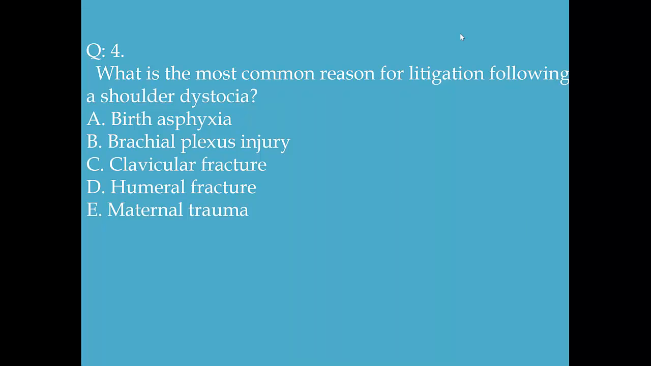Question 4. What is the most common reason for litigation following a shoulder dystocia? Birth asphyxia, brachial plexus injury, clavicular fracture, humeral fracture, maternal trauma. Brachial plexus injury. Yes, this is the most common reason for litigation in case of shoulder dystocia.